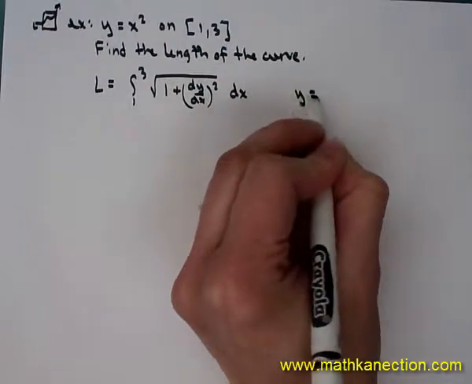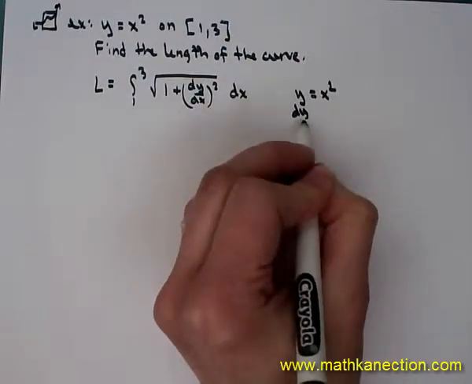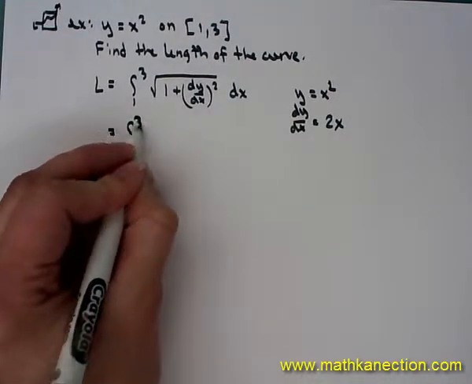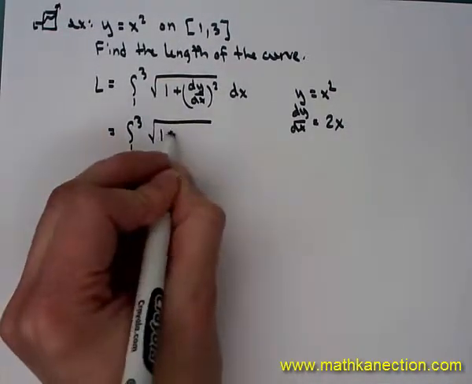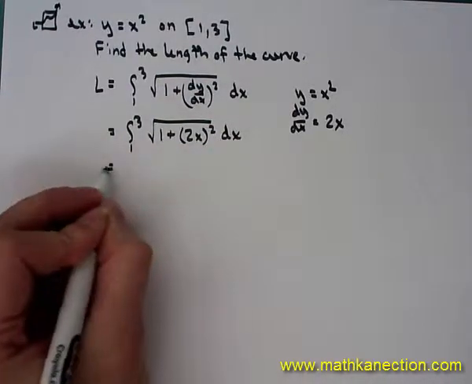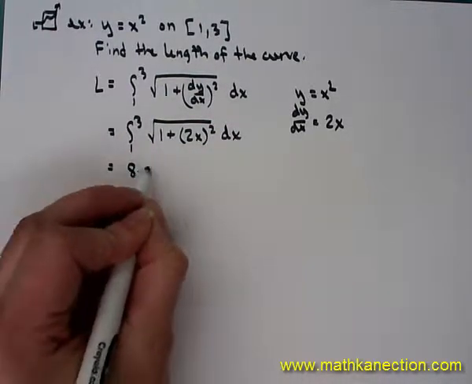So we need dy/dx. We have y is equal to x squared. To get dy/dx, take the derivative, which is 2x. Replace that into the function, so we have the integral from 1 to 3 of the square root of 1 plus the quantity 2x squared dx, and then using the calculator to get the answer of 8.268.